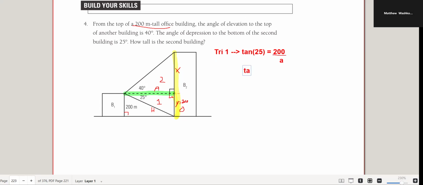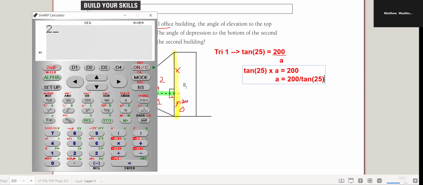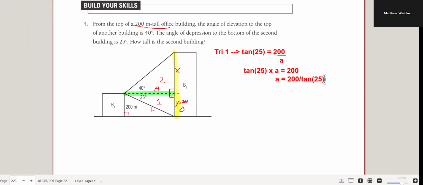Times both sides by A. I get tangent of 25 times A is equal to 200. Divide both sides by tangent of 25, and I'll get A is equal to 200 divided by tangent of 25. Again, we've done this a bunch of times before. That gives 428.9. So A is equal to 428.9 meters in this case.